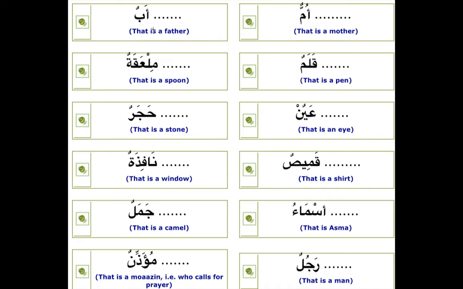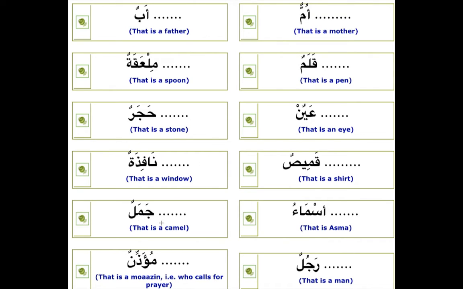The same thing here. Let's just quickly go through this. Abun, abun is male, so we use dhalika abun. Mil'aqatun, ta marbuta, feminine, so we say tilka mil'aqatun. Hajarun is a male object, so we say that is the stone, dhalika hajarun. And nafidatun is window. Nafida means window, and it's a feminine word, so we use tilka.